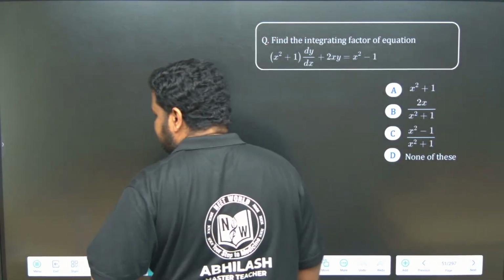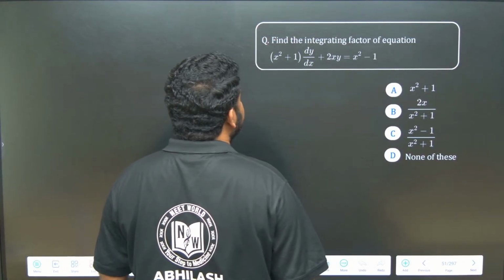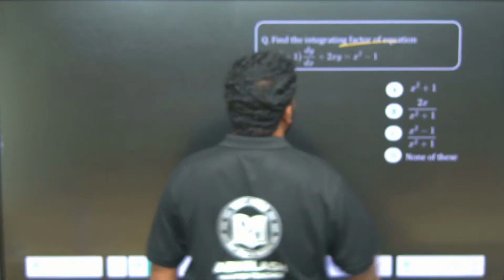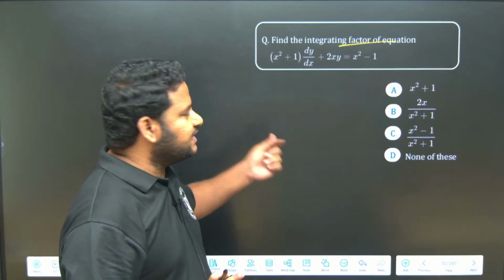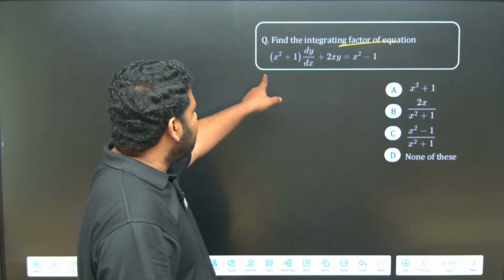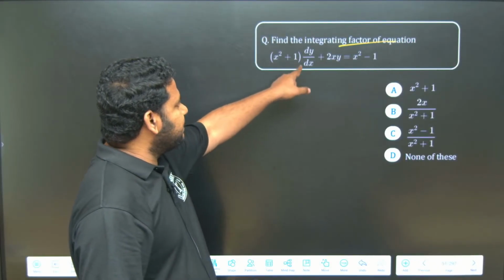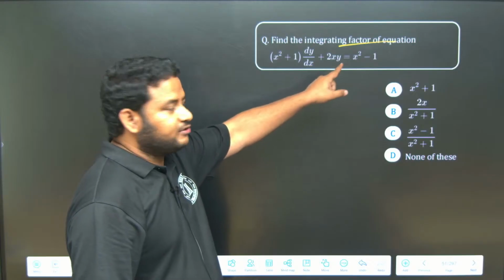Let us go to the questions and understand. Find the integrating factor of the equation. They are not asking for the solution of this equation, they are asking for the integrating factor. Here we have (x square plus 1) dy by dx plus 2xy is equal to x square minus 1.